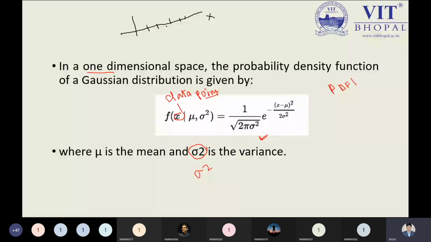We are using the mean and variance to determine the probability density function of a Gaussian distribution in the case of one-dimensional space. And here the formula will be 1 upon root 2 pi sigma squared, and e to the power of minus (x minus mu) whole squared divided by 2 sigma squared. Here mu is the mean, and sigma squared is the variance.